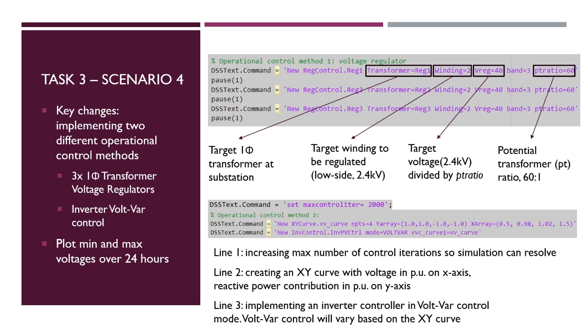Using the MATLAB COM interface, we can use what is called a reg control for each transformer. It allows us to target the transformer, and target the winding to be regulated. In this case, it was the 2.4 kV winding on the low side of the transformer. Then you can provide a target voltage for it to regulate to. In this case, I selected 40 because in order to reach the target output voltage of 2.4 kV, you have to divide that voltage by the PT ratio, or the potential transformer ratio, which I selected to be 60.